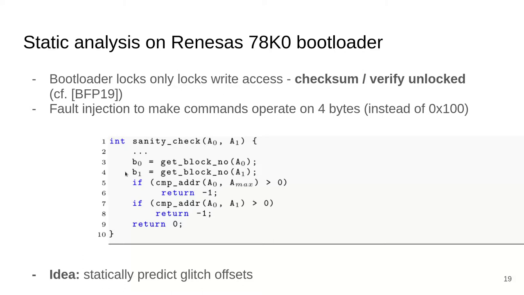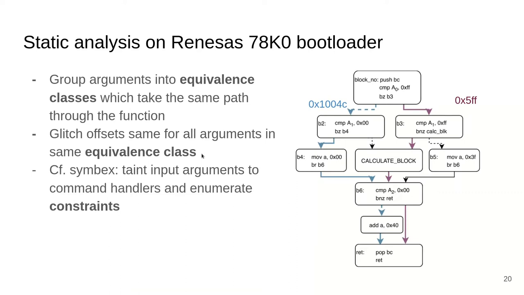So the idea is to statically predict these offsets by putting the arguments, the two addresses given to the checksum and verify command, into equivalence classes, which is what they're called. Basically, given a certain function, for example this one, certain sets of arguments will always take the same path through this function based on the constraints generated.